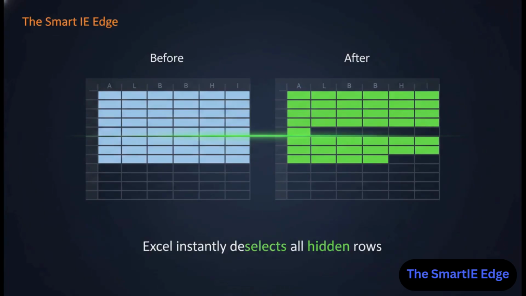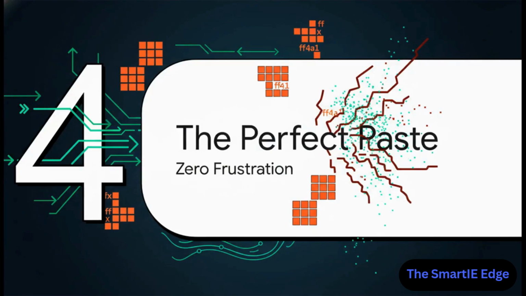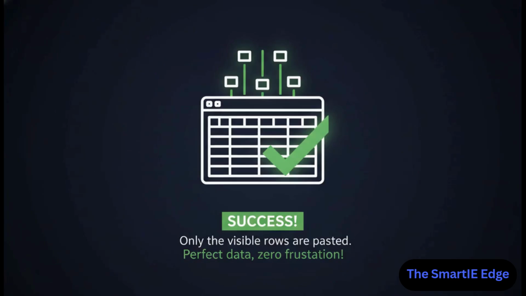And here's where the magic happens. The moment you do that, Excel instantly understands and deselects all of those pesky hidden rows for you. It's a really subtle shift on the screen, but it is incredibly powerful. And all of this sets us up for the grand finale. The perfect paste. We're talking zero frustration and, most importantly, zero errors. And there it is, a perfect clean paste. Only the visible rows made it across. That's clean, it's accurate, and it works every single time.